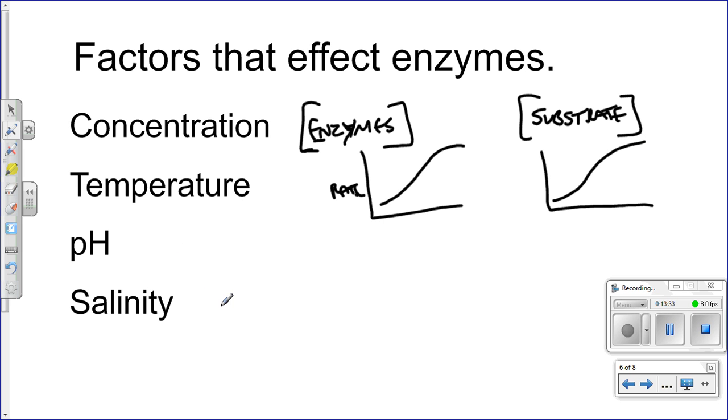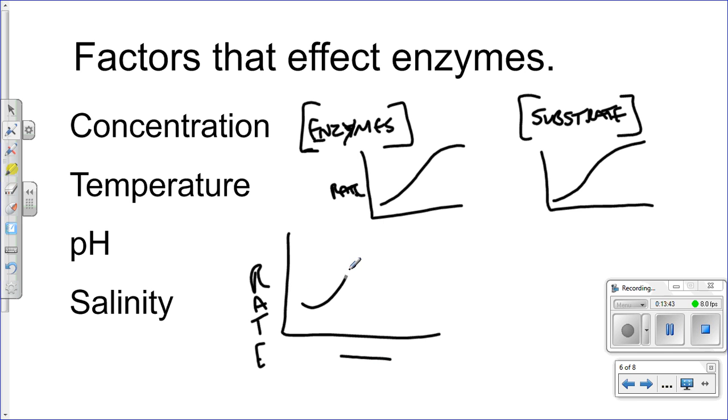Temperature, pH, and salinity have very similar types of graphs, and then if we have rate again on the y-axis, and we have either temperature, pH, or salinity down here on the x-axis, you generally see a bell curve for these, meaning that they have optimal conditions. Every single enzyme, remember they're very specific, every enzyme is going to be slightly different, where they have an optimal condition where they work the best, meaning that environment is very specific for that enzyme.